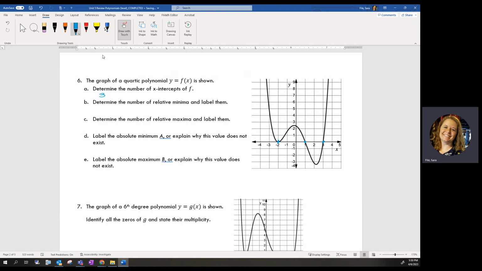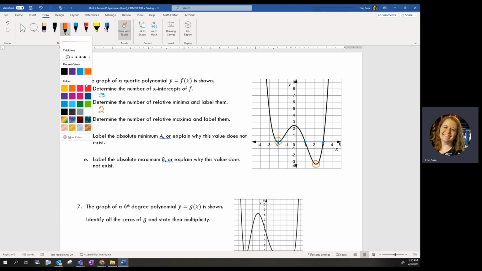Determine the number of relative minima. So relative minimum are low points relative to the points around them. So this is a low point relative to the points around it. It's like the valley. It's a valley. So there are 2 relative minima.